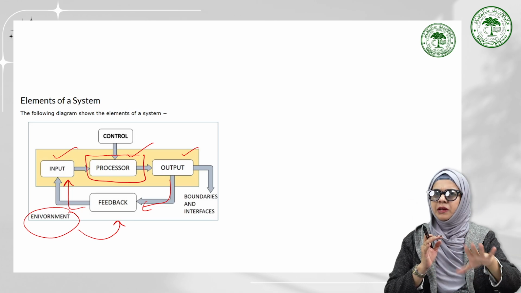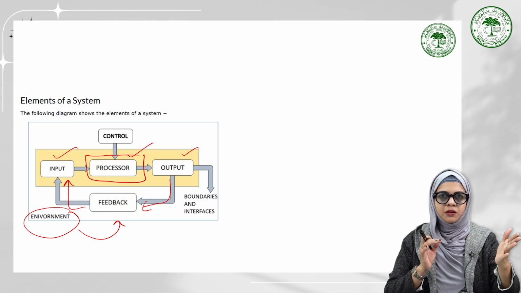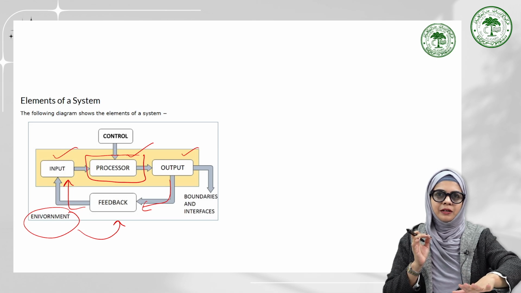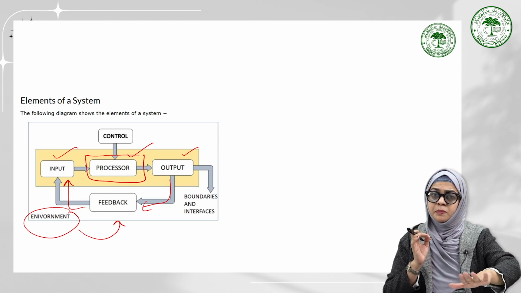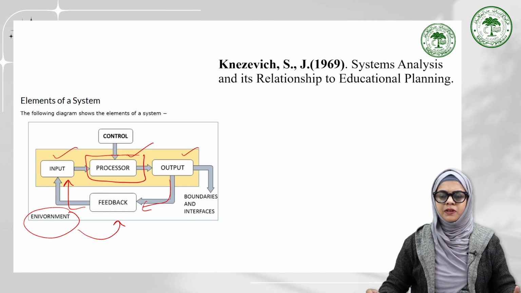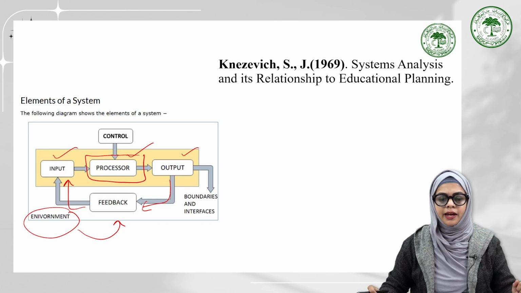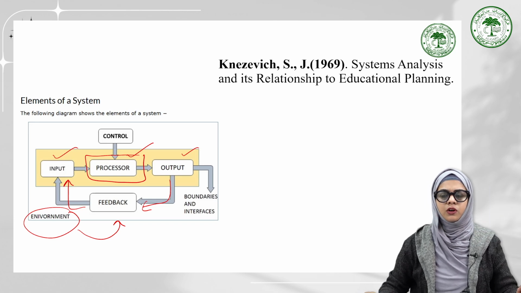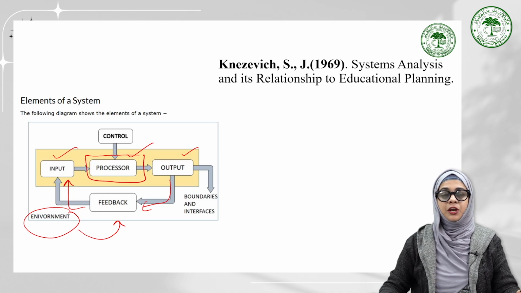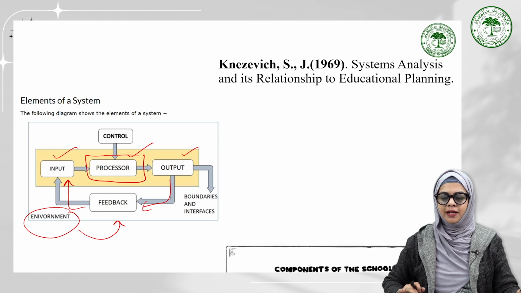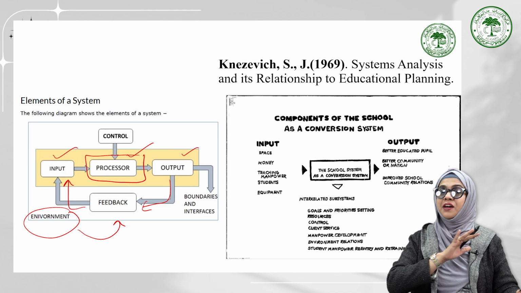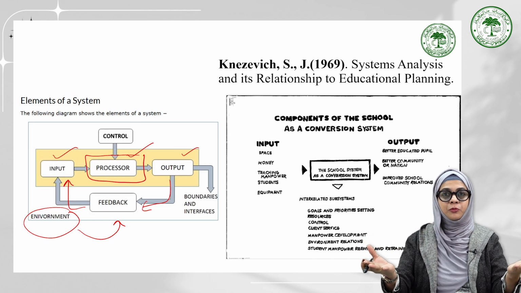Now, this was in most of the recent papers and books, you'll come across this kind of an element. Once when I was exploring this and making the slides for this lecture, I came across a paper that was published way back in 1969. That was Knezevich. He talked about system analysis and its relationship to education planning. And it will come as a surprise to you that this image has been taken from that paper as well. So nothing has changed. Now look at the similarity between both the pictures.